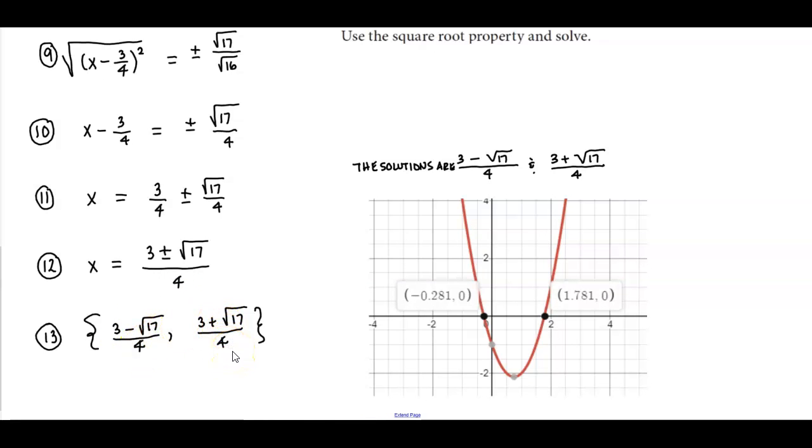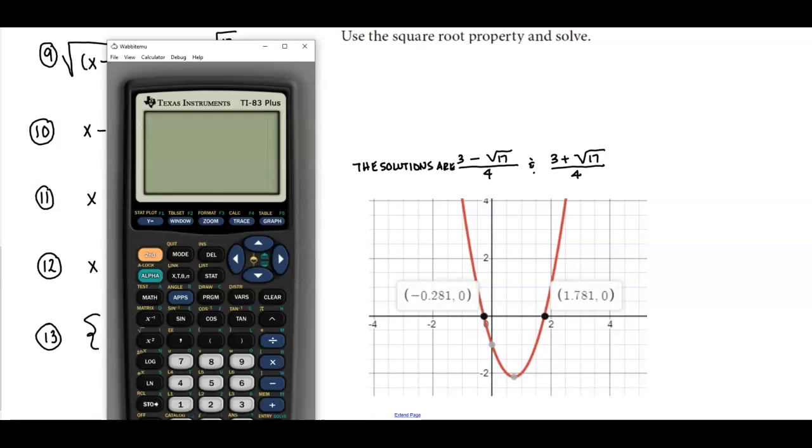Now let's take a look at our calculator to verify our solutions. So here's where it crosses the x-axis. So we have 3 minus the square root of 17 divided by 4. And that gives us negative 0.281 rounded to 3 decimal places, so that works. And then we have 3 plus the square root of 17. Divide that by 4, and we get 1.781 rounded to 3 decimal places.